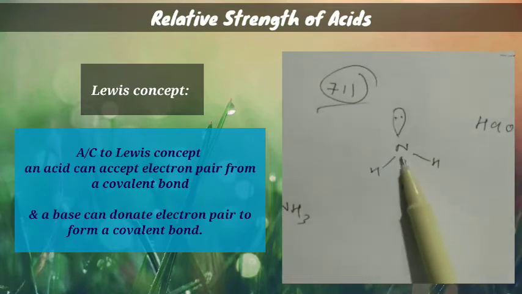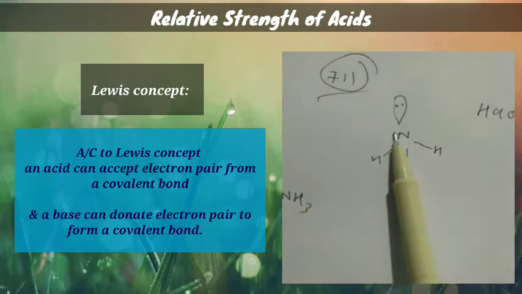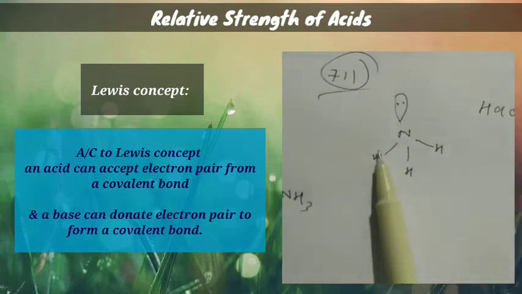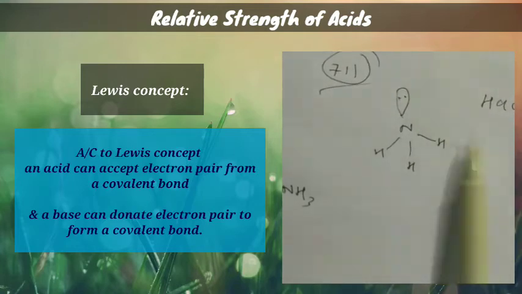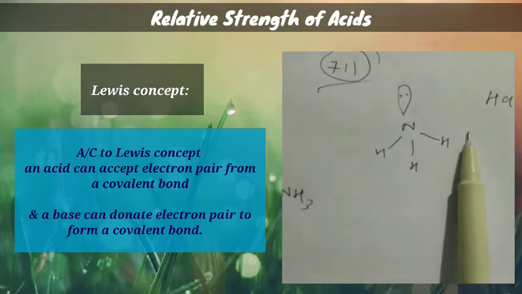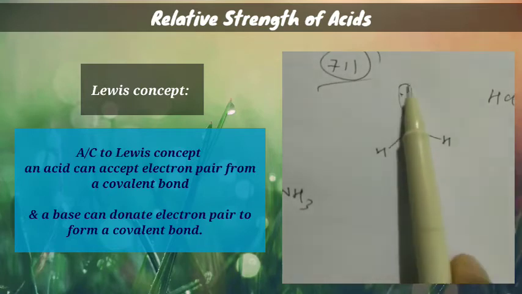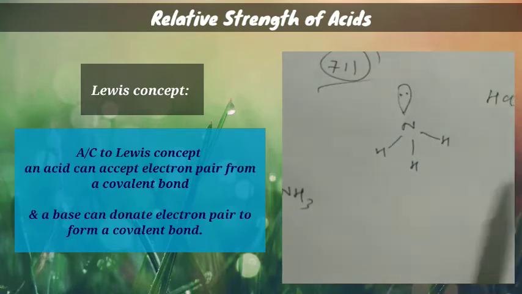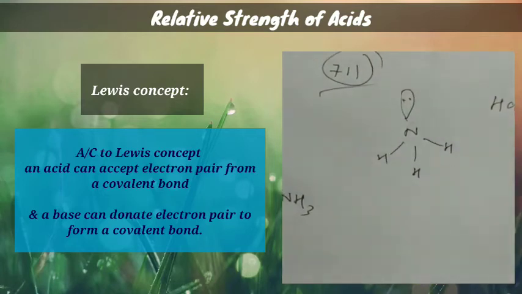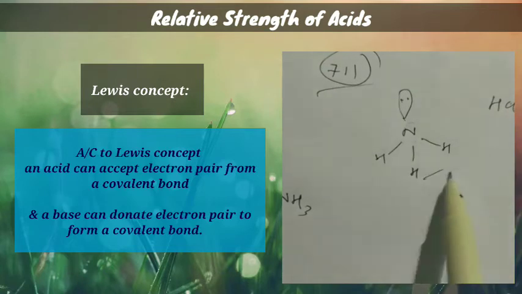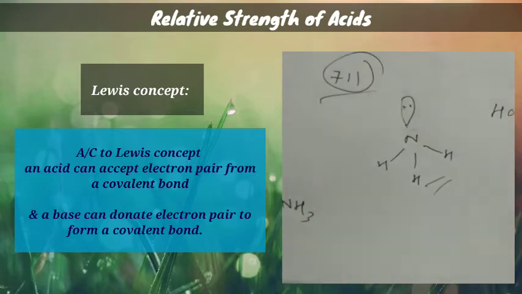There will be 4 sp3 hybrid orbitals in that nitrogen, and 3 will form bonds with hydrogen. That means 3 sp3 hybridized orbitals will overlap with the atomic orbital of hydrogen to form these 3 covalent bonds. The remaining 1 sp3 hybrid orbital will have the lone pair, and this lone pair can be donated to other material. So this will act as a base, because it can donate, and by donating this one it can form a covalent bond.